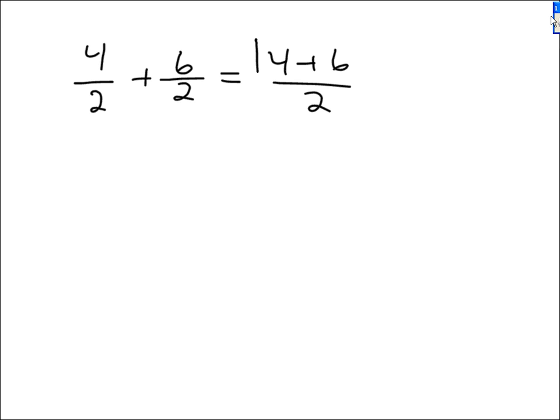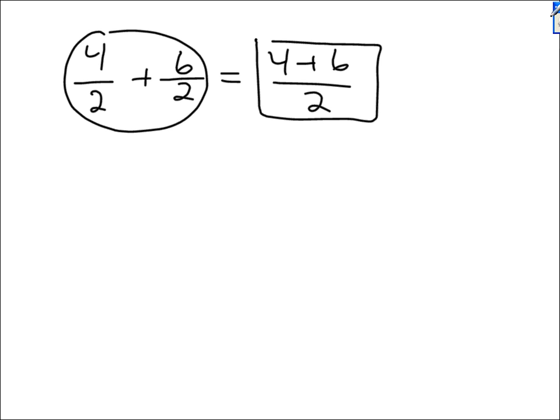Now, I'm going to concentrate on this side here, but I want you to realize that it comes from there. You cannot just say, oh, this is simple. 2 goes into 4 2 times, and the answer is 2 plus 6, which is 8. The reason you can't do that is because this here equals this.